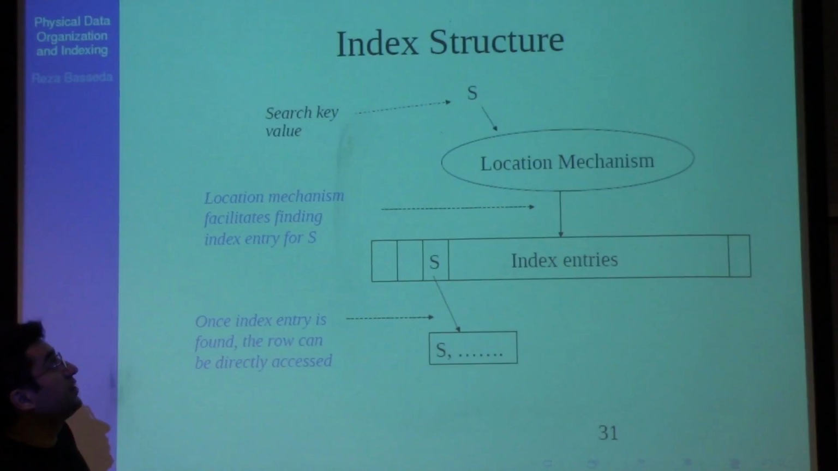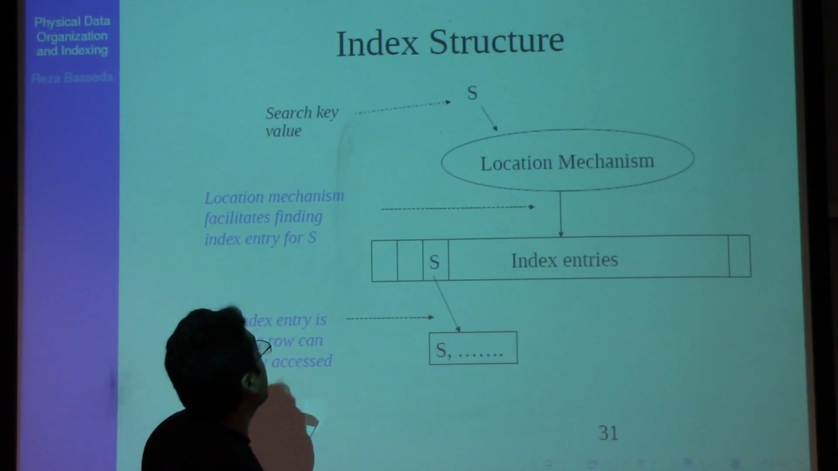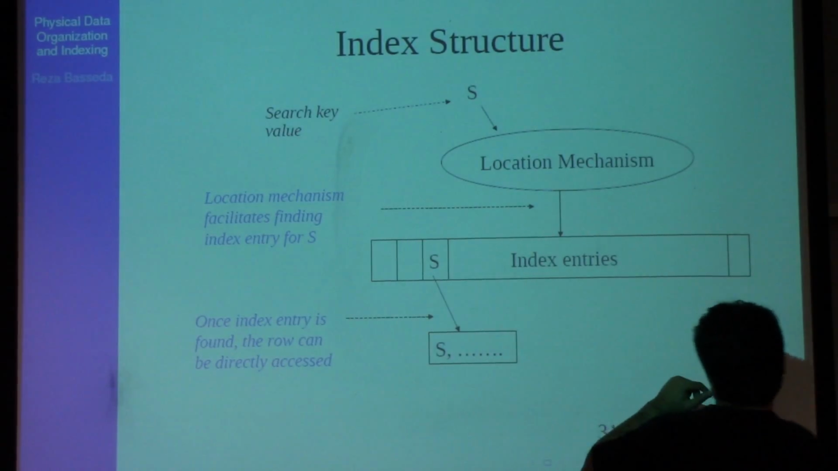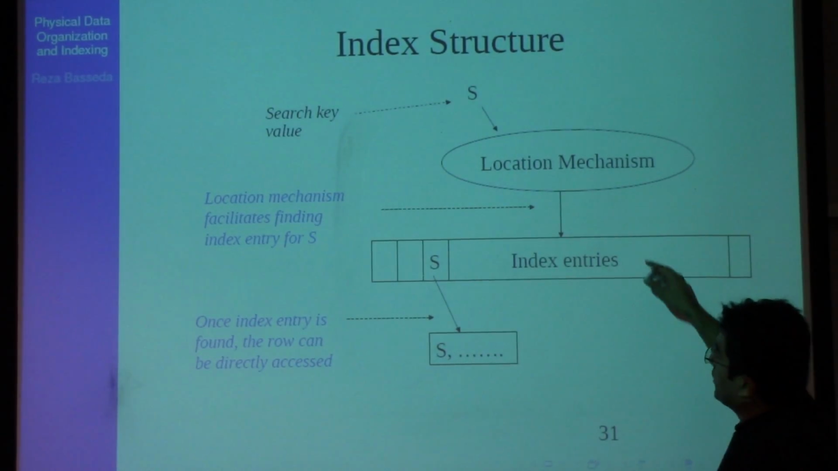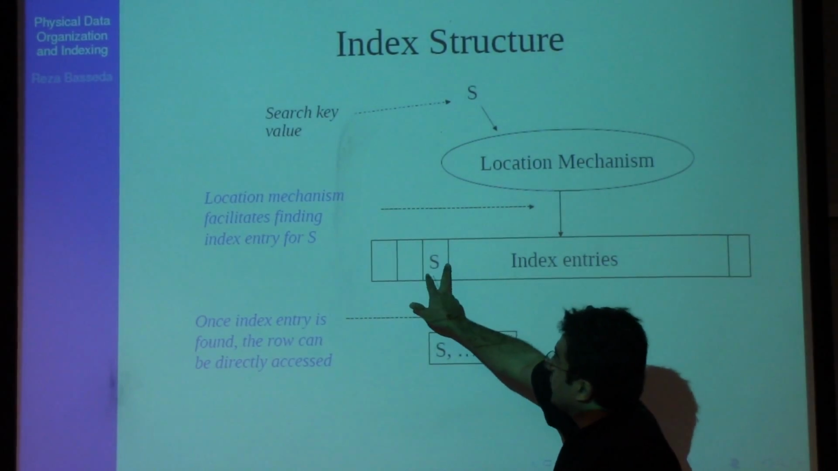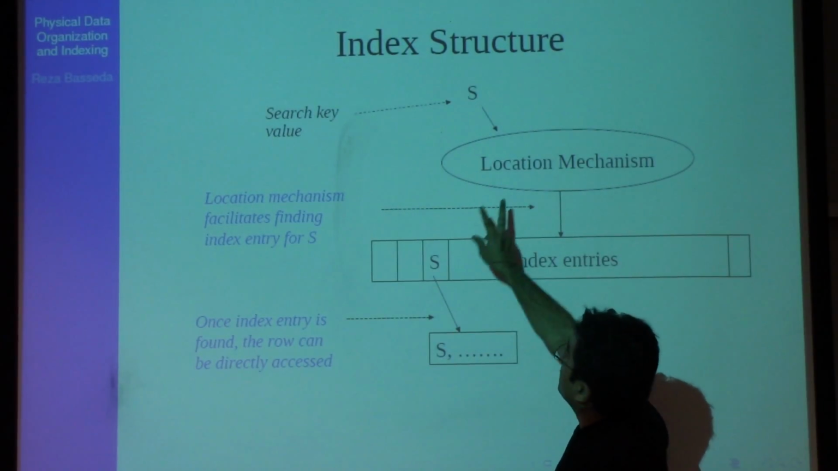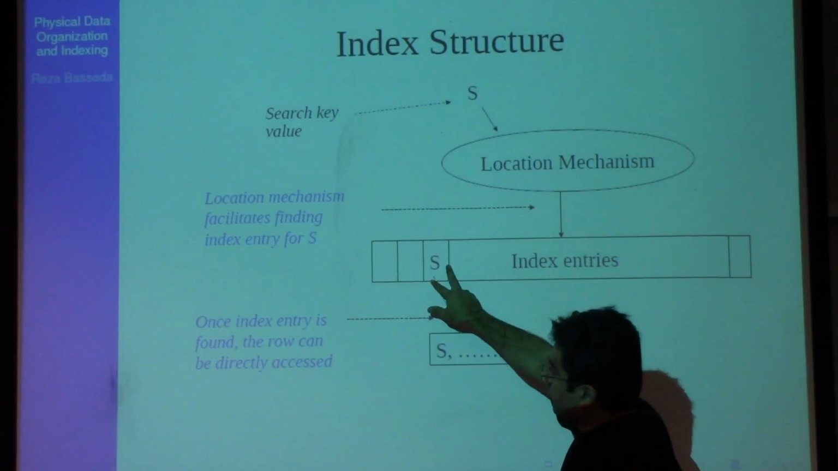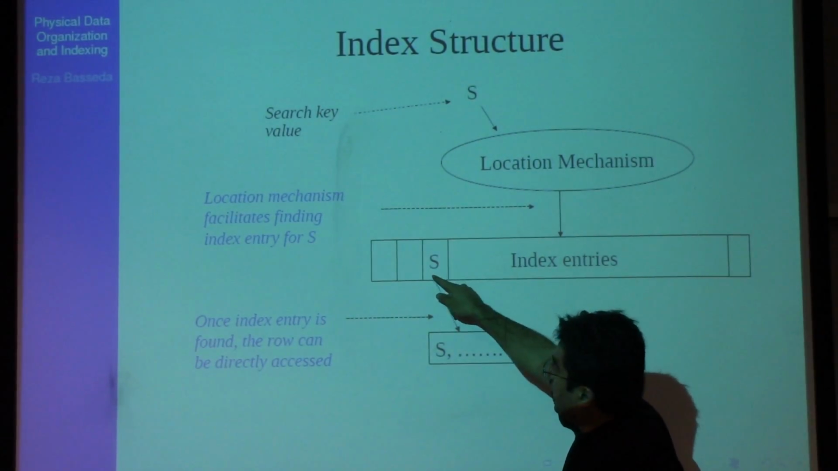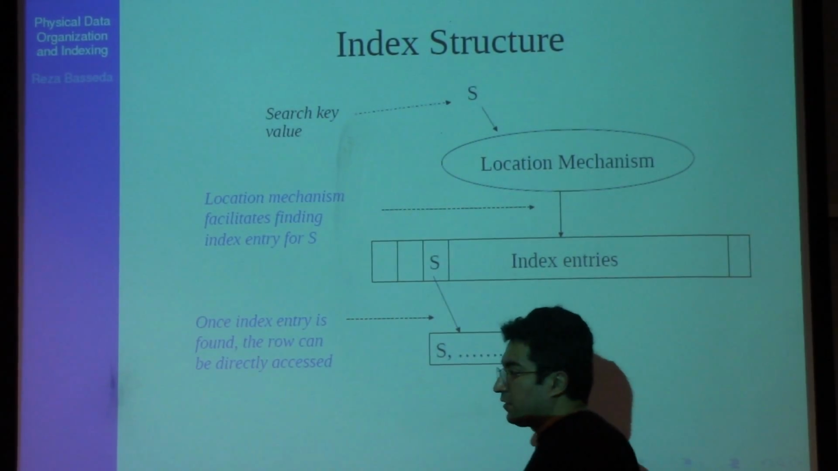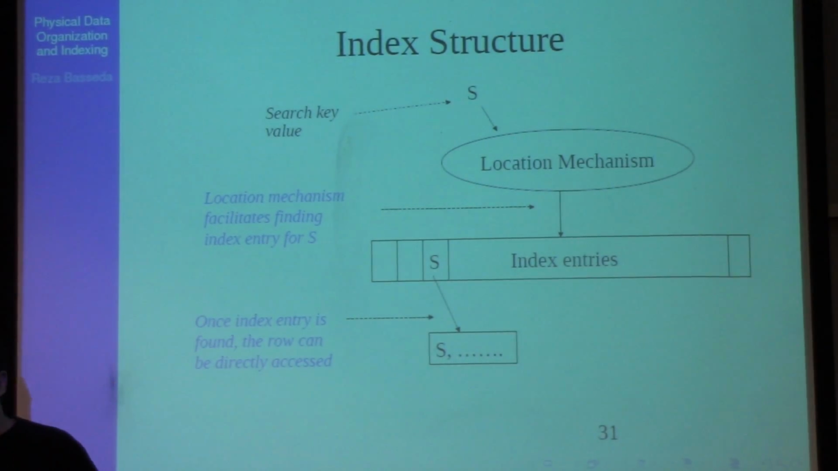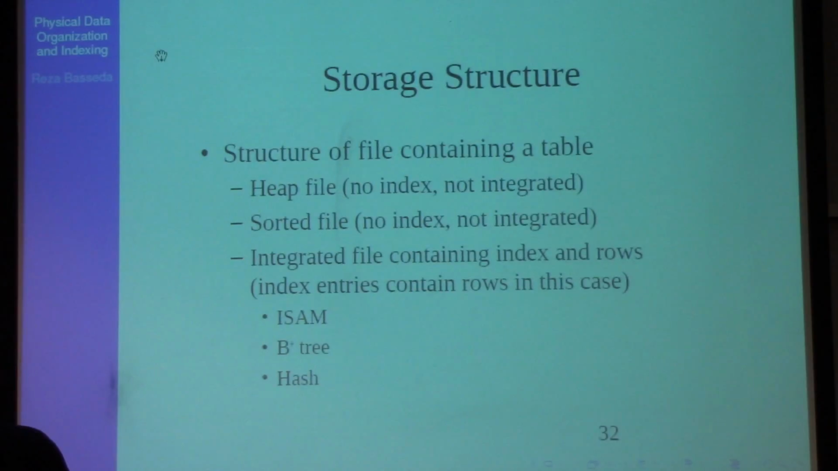So this is the basic index mechanism. In the index mechanism, you have a search key. You give the search key to the location mechanism. The location mechanism is looking for the index entry matching the search key. Okay? When it finds the index entry that matches the search key, then the index entry is pointing to the actual tuple, and then the tuple will be retrieved easily.